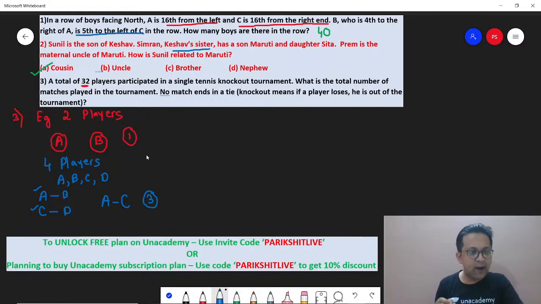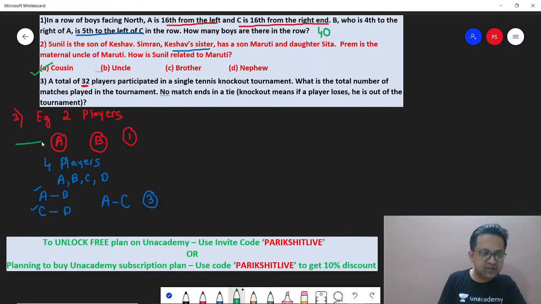2 players, 1 match. Do you get something? Does that ring a bell in your mind? Number of matches is 1 less than the number of players. Are you able to follow that? Number of matches is 1 less than the number of players, always. Even if you have done games and tournaments while preparing for the CAT, this is something you must have learned by now, right? Remember, a knockout means the number of matches will always be 1 less than the number of players.